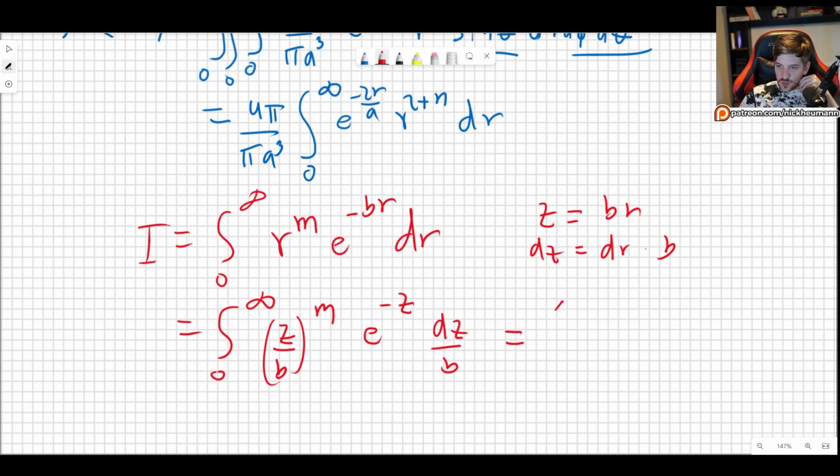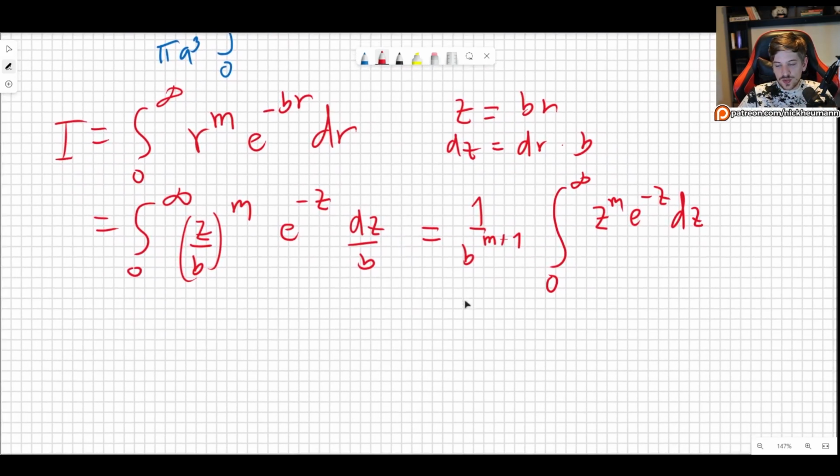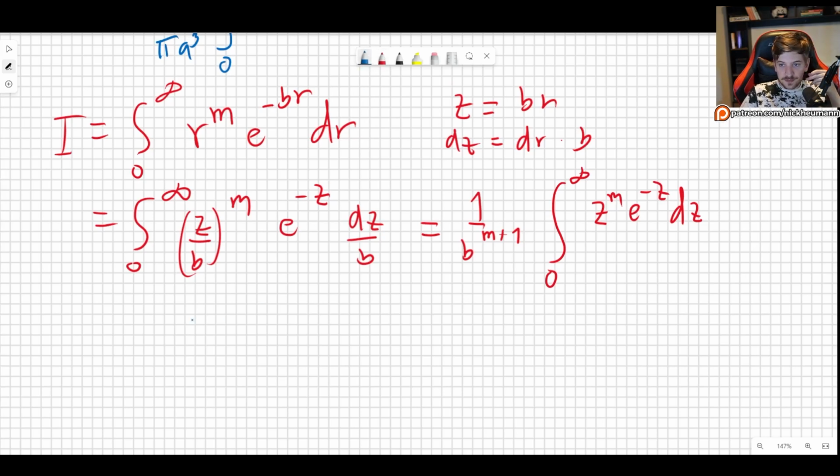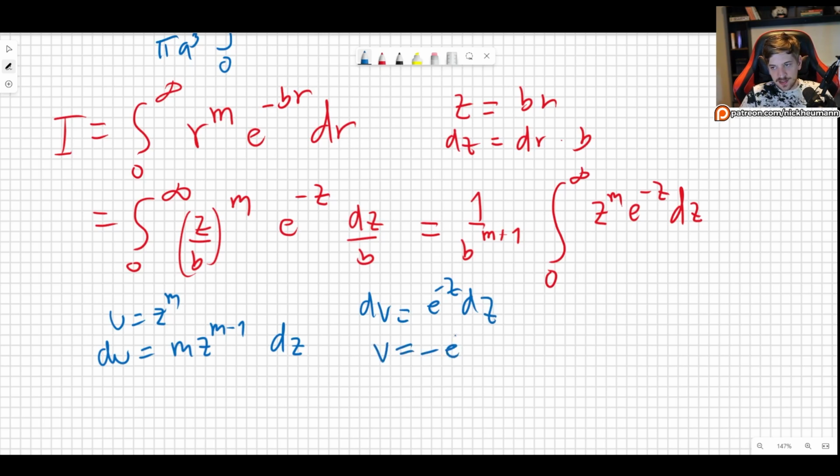So as you can see, we get 1 over b to the m plus 1. And then we have to integrate between 0 and infinity of z to the m, e to the minus z dz. And this integral you can solve by integrating by parts. And you have to do an integration m times. So let's say that u is going to be z to the m, du will be m z to the m minus 1 dz, and then dv we can choose to be e to the minus z dz, and thus v is simply minus e to the minus z.